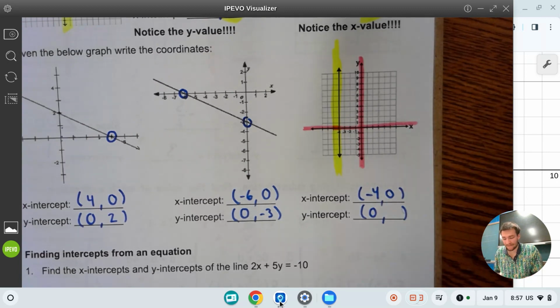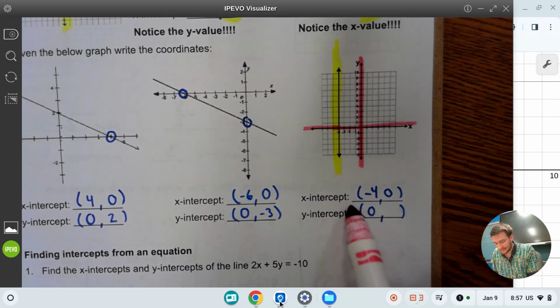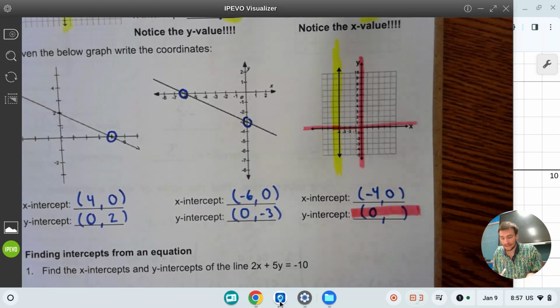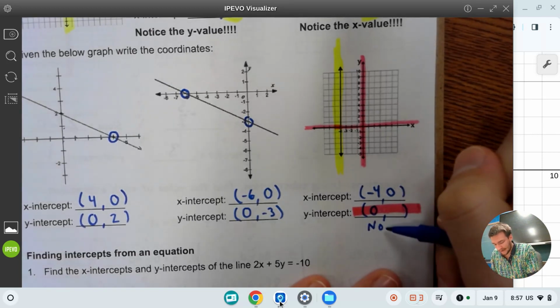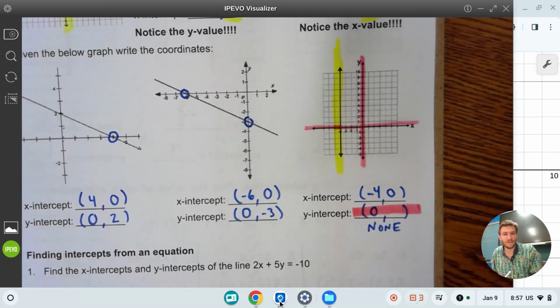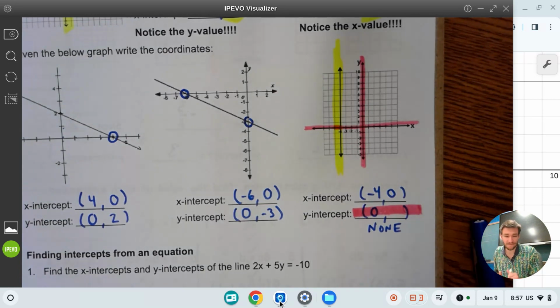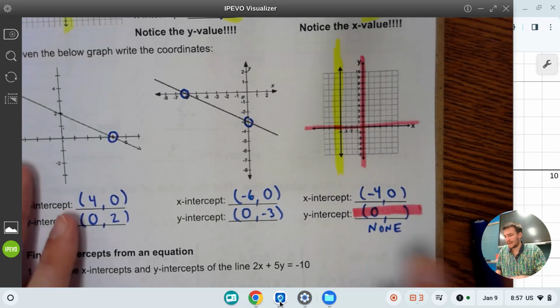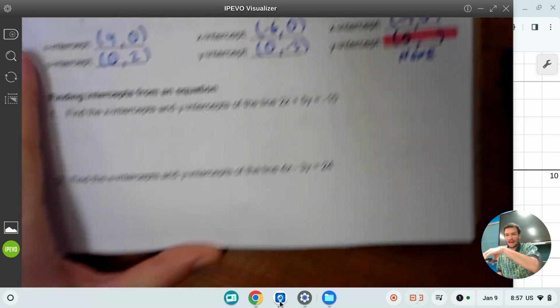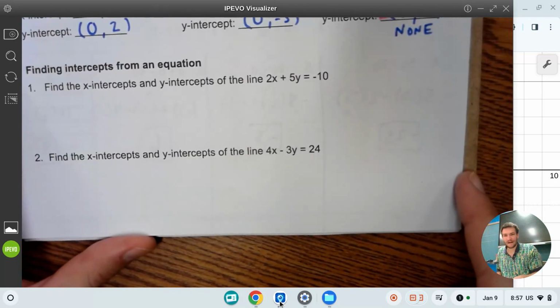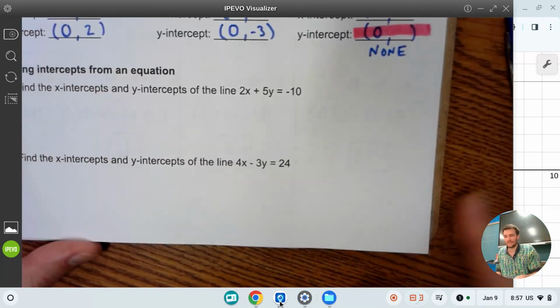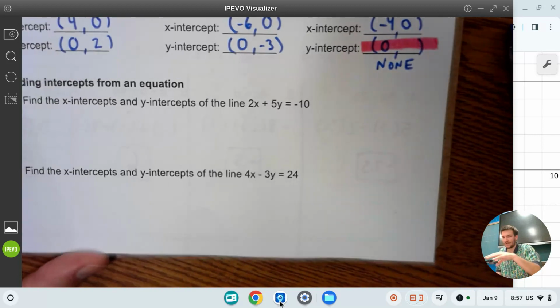So is it going to have an intercept there? And so we are not going to need a coordinate. We are going to have none for the y-intercept. Again, that's something that we've done before. We've talked about the y-intercept of a vertical line, the b value of a vertical line. Now, at the bottom here, we have finding intercepts from an equation. 2 quick questions, and we're going to finish the notes.